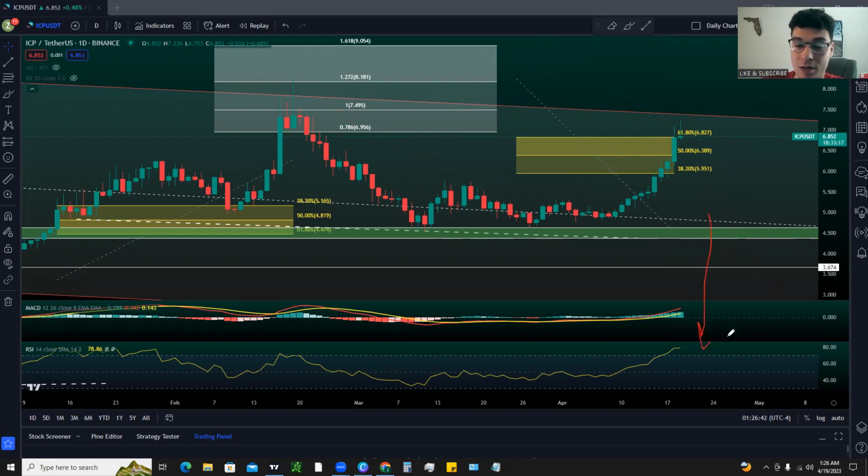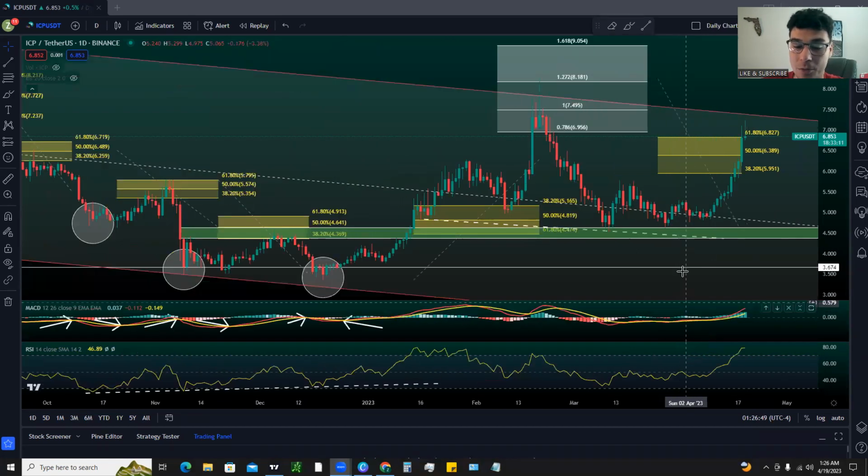If we also look at our RSI, this dotted line right here is 70, and you can see we're well above 70 on the RSI. If we zoom out a little bit, you can see we have gone up above 70 before, but as a general rule of thumb, it's a little bit more risky to buy something when it's at overbought conditions.